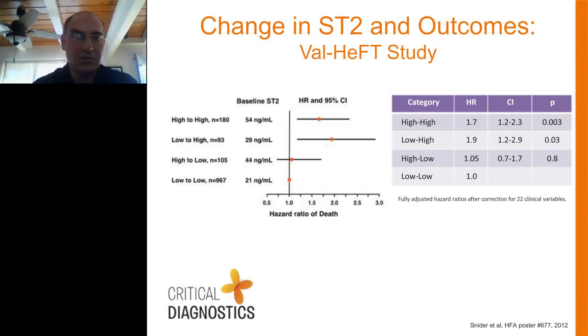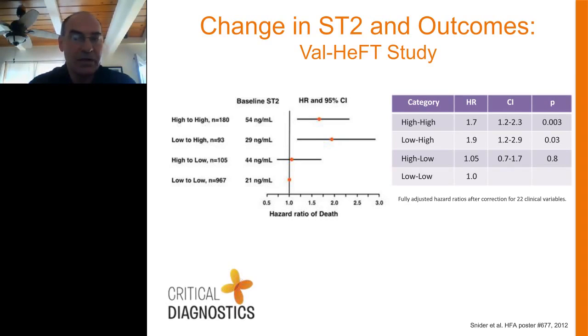So is ST2 useful in that environment? This is just one example from a randomized controlled trial. This is from the ValHeft study. ValHeft was an evaluation of a very large cohort, over 5,000 patients, for a drug called Valsartan, an ARB, for reducing morbidity and mortality in patients with chronic heart failure. Samples were collected at multiple time points. In this analysis, we're looking at measuring ST2 in patients at enrollment, so that's the baseline value, and then a second value collected 4 months later.